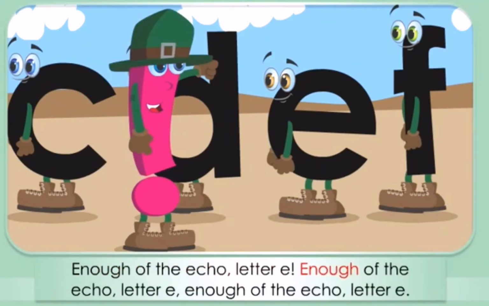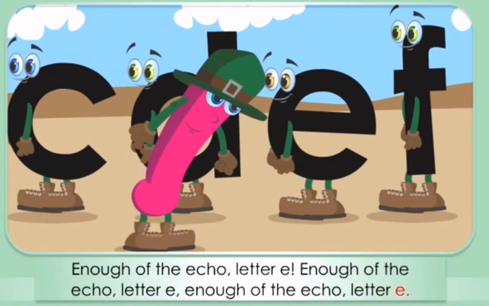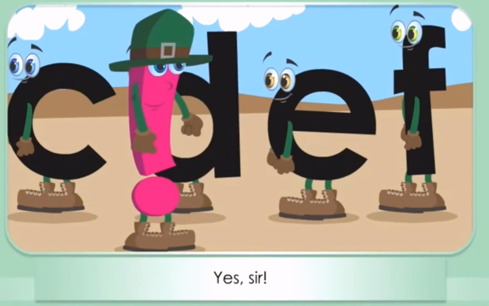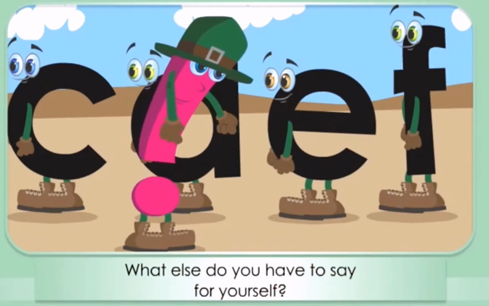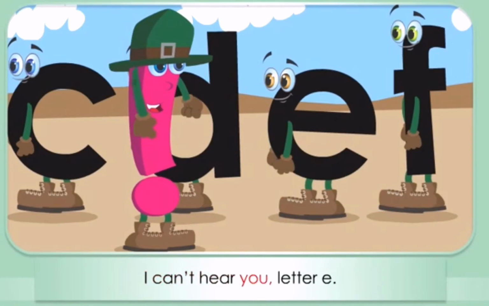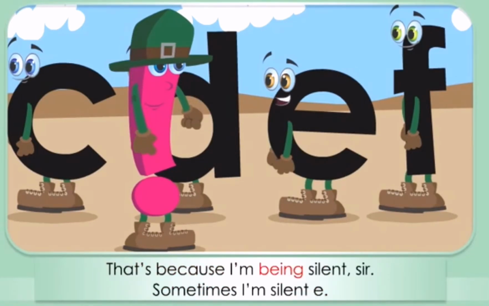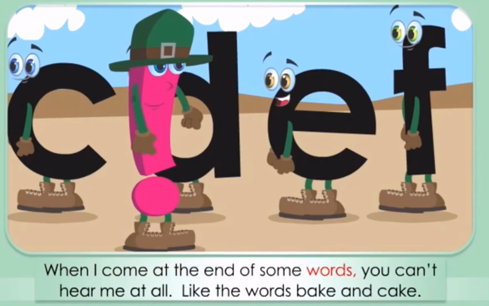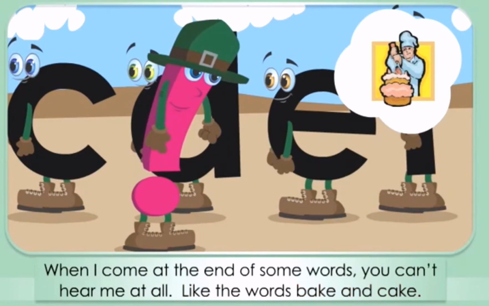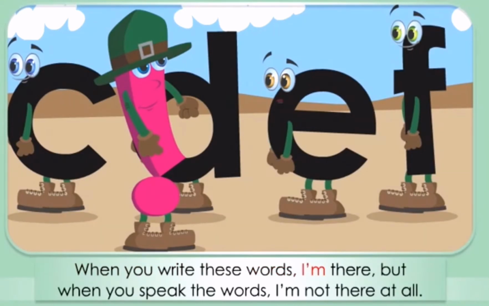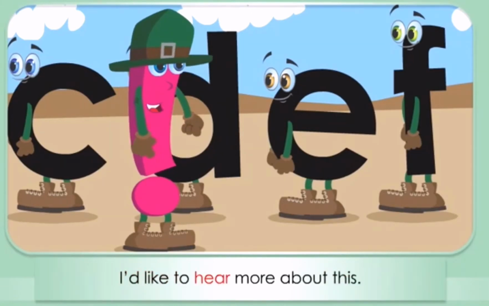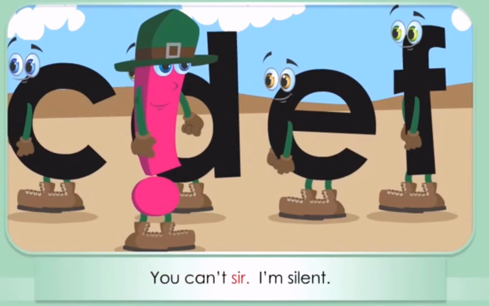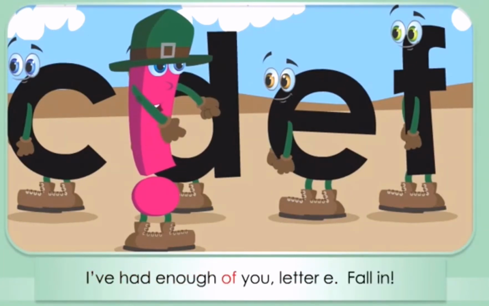Enough of the echo, letter E. Yes, sir. What else do you have to say for yourself? I can't hear you, letter E. That's because I'm being silent, sir. Sometimes I am silent E. When I come at the end of some words, you can't hear me at all. Like the words bake and cake. When you write these words, I'm there. But when you speak the words, I'm not there at all. I'd like to hear more about this. You can't, sir. I'm silent. I've had enough of you, letter E.